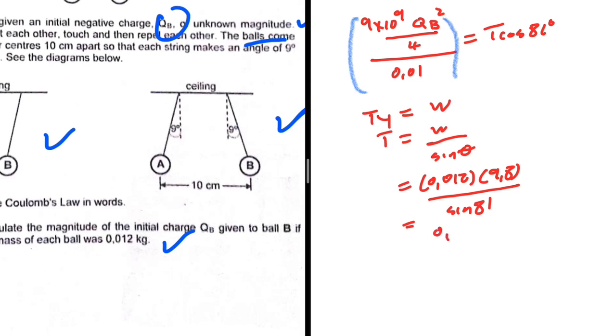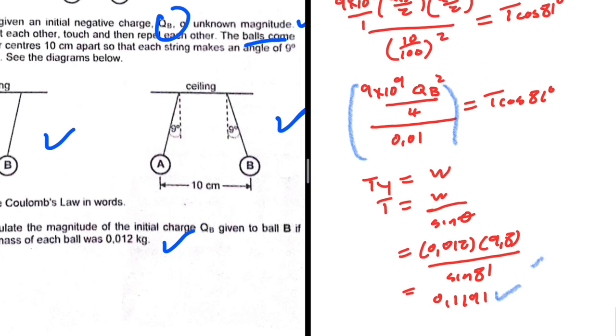This is 0.1191. So there we go, we have our tension. So now we can substitute it back here. So let's go ahead and do that.